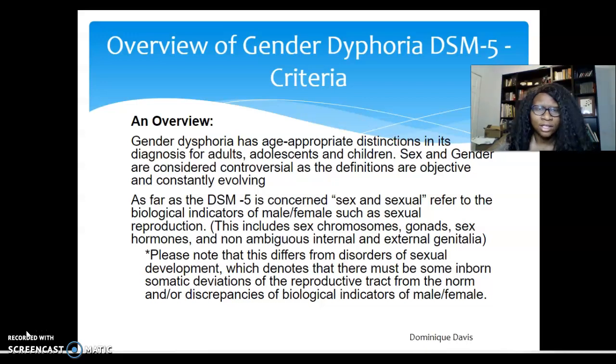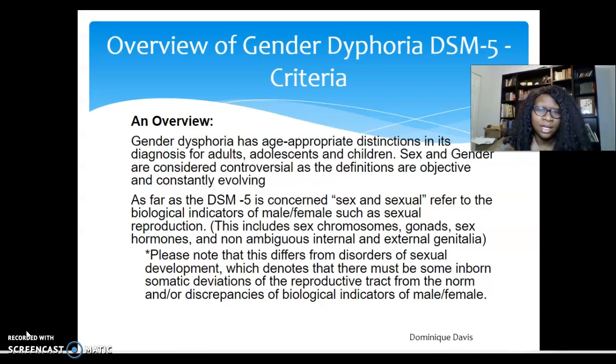First of all, let's just go over a general overview. In the DSM-5, gender dysphoria has age-appropriate distinctions from children, adolescents, and adults. The diagnosis differs based on age, and because gender is objective and constantly ever-evolving, the DSM-5 tries to keep up with that.